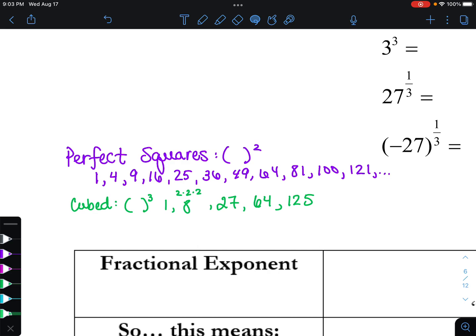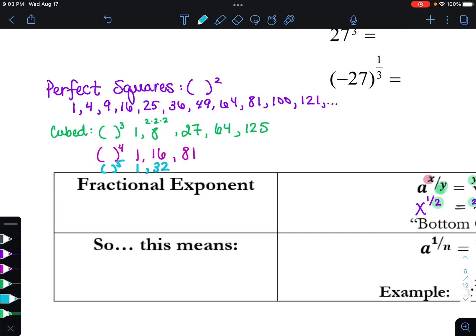And then we have powers raised to the 4th. 1 is just 1. 2 to the 4th would be 8 times 2 is 16. 3 to the 4th is 81. Those are some of the common ones there. And then if you even want to get some extra credit, to the 5th power, 1 and 32 are the common numbers that are raised to the 5th power.